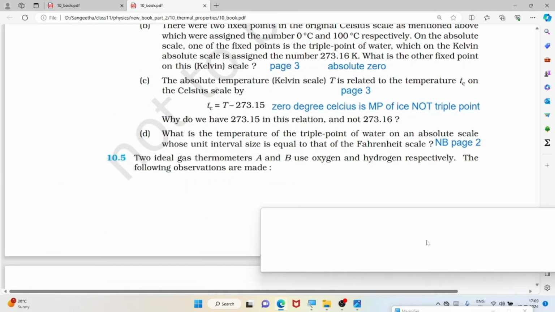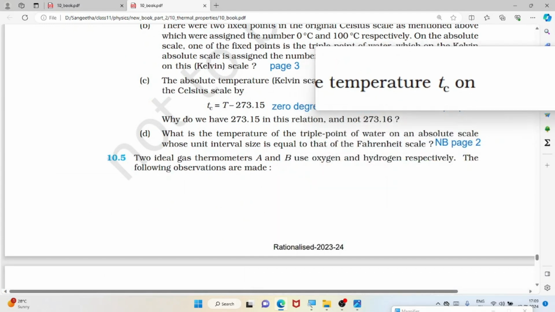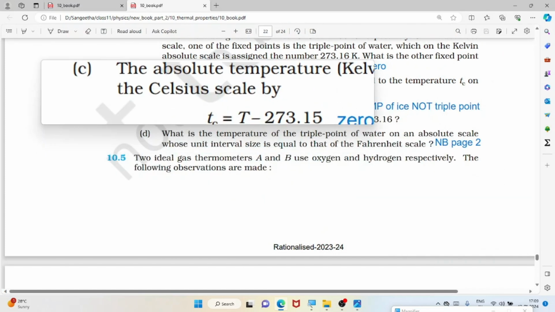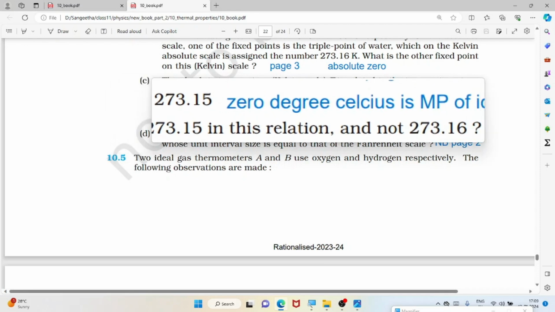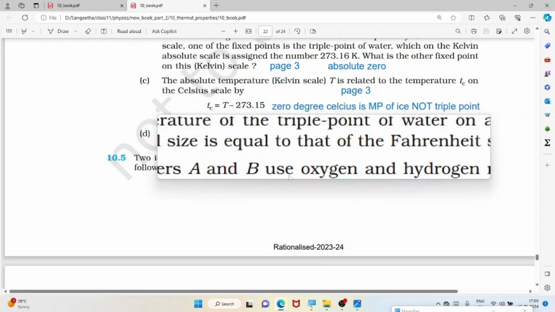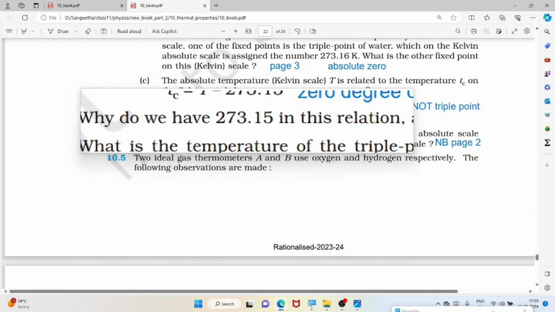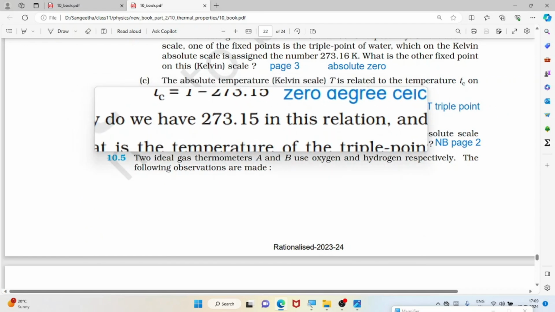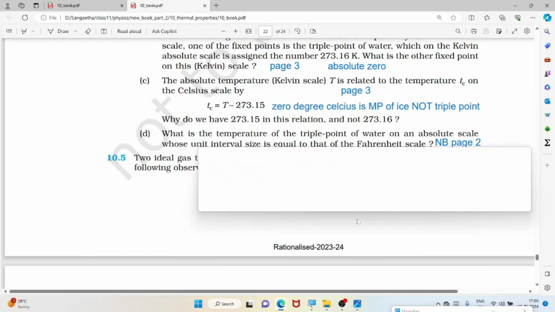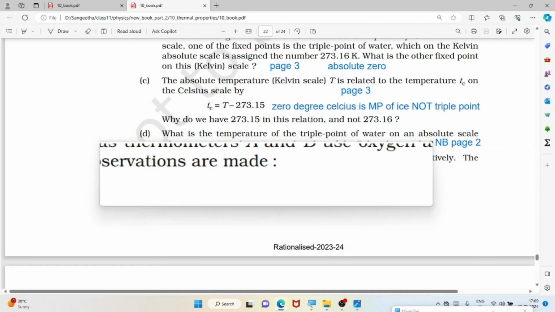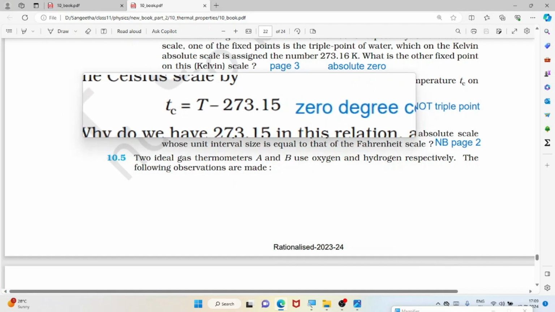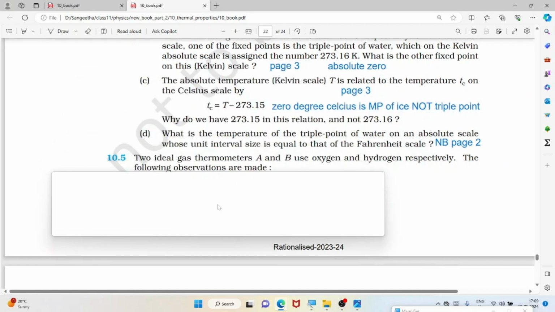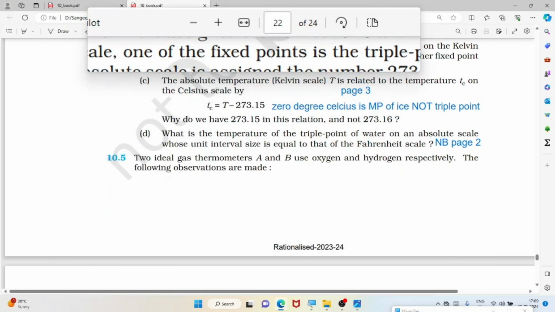The absolute temperature is related to the Celsius scale. On the Celsius scale, T is equal to 0 degrees at melting. Why do we have 273.16 in this relation? See, that is the triple point, not the melting point of the ice. So here in this relation we use the melting point of the ice, not the triple point.